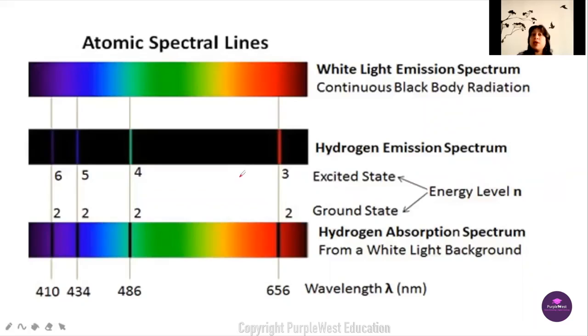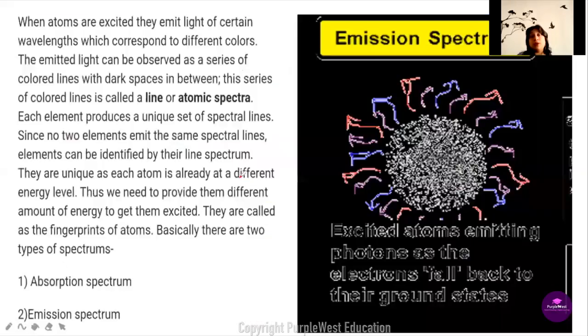Now, atomic spectra, the fingerprint we were talking about. How does an atom get excited? When light radiation falls on an atom, the electrons present in the outermost orbit get excited to the next higher energy level. After some time, they come back to their original level again, and when they do, they emit certain light radiation, which we can see in the form of different colors.